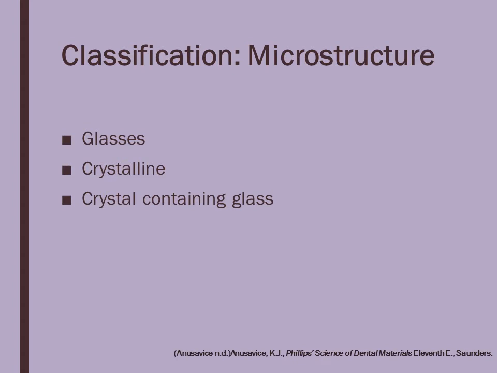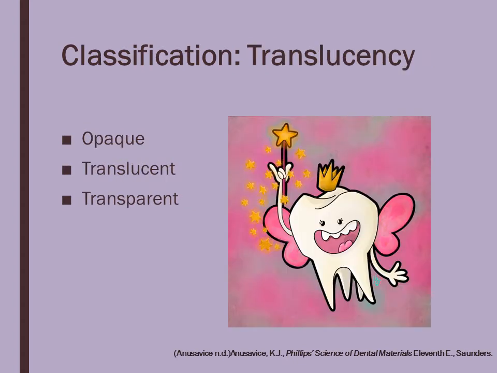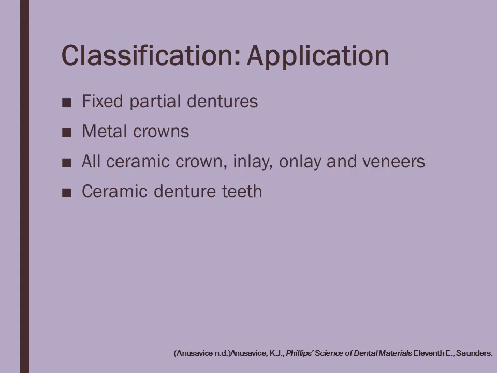Now, if we classify according to the microstructure, again, they may be classified as glasses, crystalline, or crystal containing glass. According to translucency, there are three types of ceramics: opaque, translucent, and transparent. If we classify them according to the application, they may be classified as those used in fixed partial dentures, in metal crowns, in all ceramic crowns, inlays, onlays, and veneers, and in ceramic denture teeth. As we studied previously in artificial teeth, there are two kinds of denture teeth: acrylic and porcelain teeth. So basically, they're also used for the manufacturing of artificial teeth.